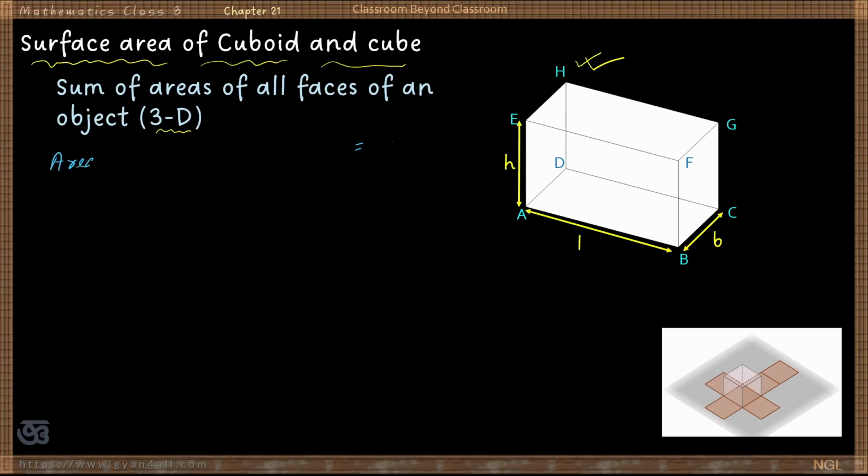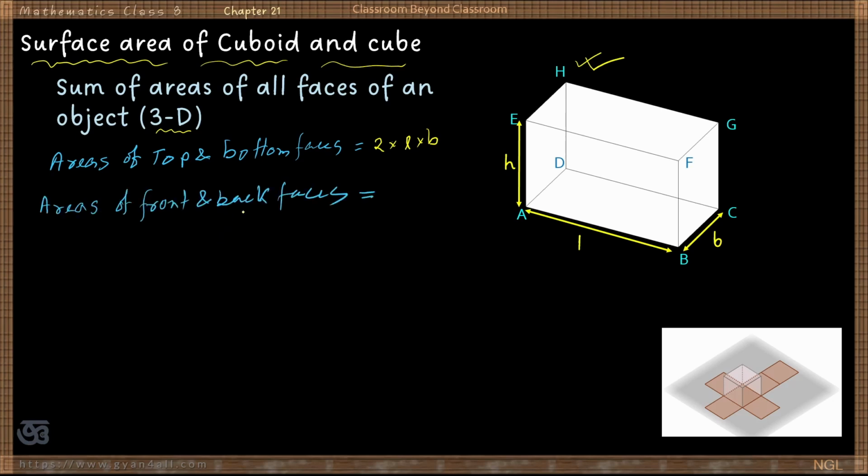Similarly, the left face is congruent to the right face, and the front face is congruent to the back face. Total area of the bottom face and the top face is equal to 2 times. So if we take the bottom face, length is equal to L, that is AB, multiplied by breadth B. And now we'll take the front face ABFE and DCGH. So the areas of front and back faces are equal to 2 times the area of one of the faces, say ABFE, then the dimensions are L multiplied by H.